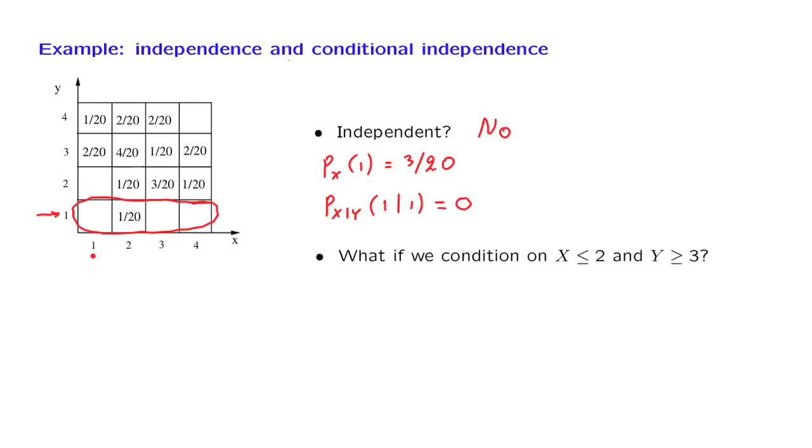So suppose, for example, that someone tells us that the outcome of the experiment was such that it belongs to this blue set. This is the set where x is less than or equal to 2 and y is larger than or equal to 3. So we are given this information, and this is now our new conditional model. The question is, within this new conditional model, are random variables x and y independent?